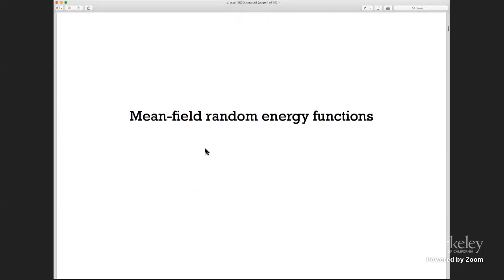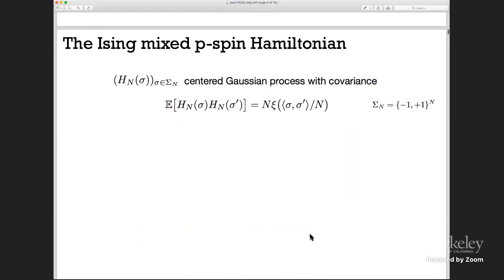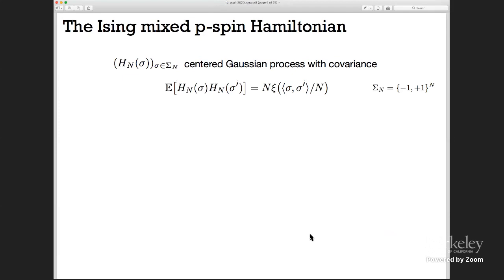The first part of the talk is to actually define these functions. Generally, these will be what are called the Ising mixed p-spin Hamiltonians. We define Hn as the Hamiltonian, or the function that we're trying to optimize, over the hypercube Σn. It's a centered Gaussian process with covariance, when you evaluate it at two points sigma and sigma prime, that is just a function of the inner product between these two points. The covariance is completely characterized by this function xi.